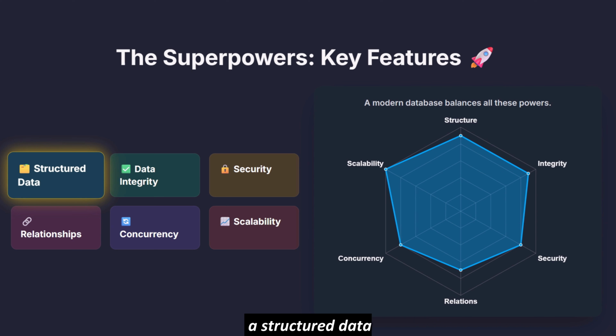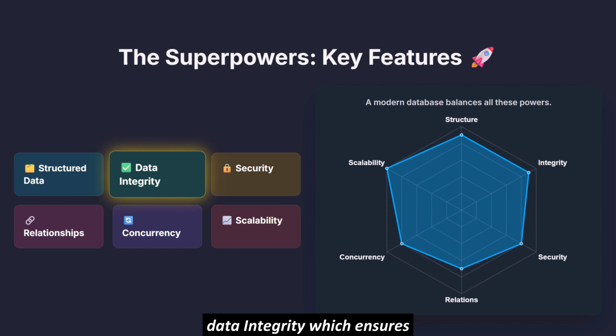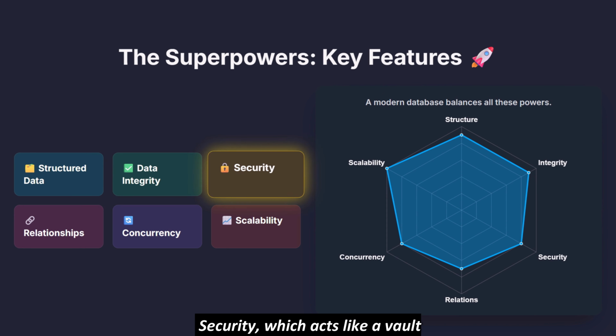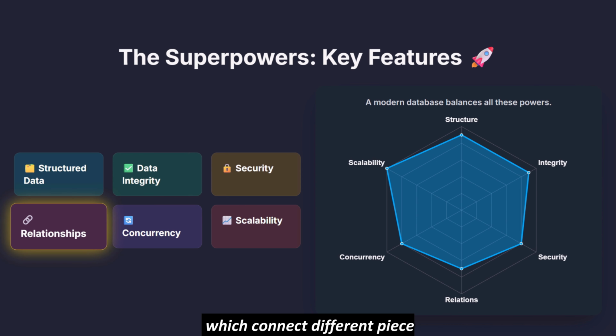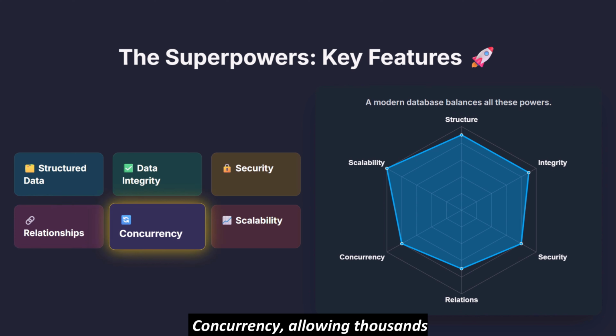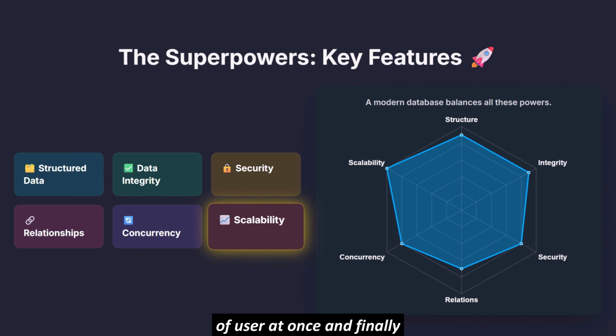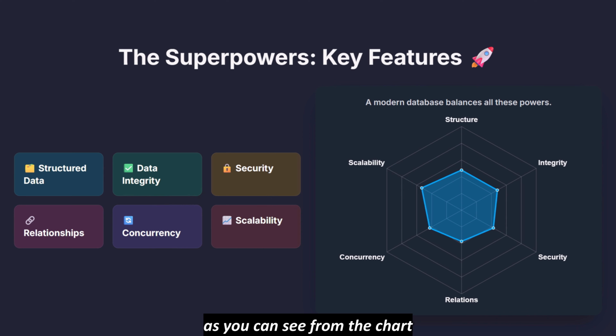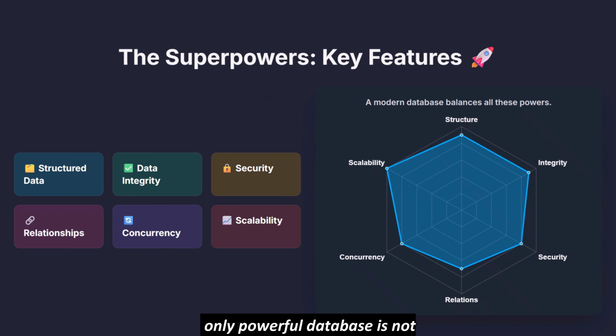We have structured data, which means everything is neatly organized for speed. Data integrity, which ensures the information is accurate and reliable. Security, which acts like a vault for our data. Relationships, which connect different pieces of information together. Concurrency, allowing thousands of users at once. And finally, scalability, which means it can go from a tiny project to a global phenomenon. As you can see from the chart, a truly powerful database isn't about being great at just one of these things. It is about having a strong balance of all of them, right?